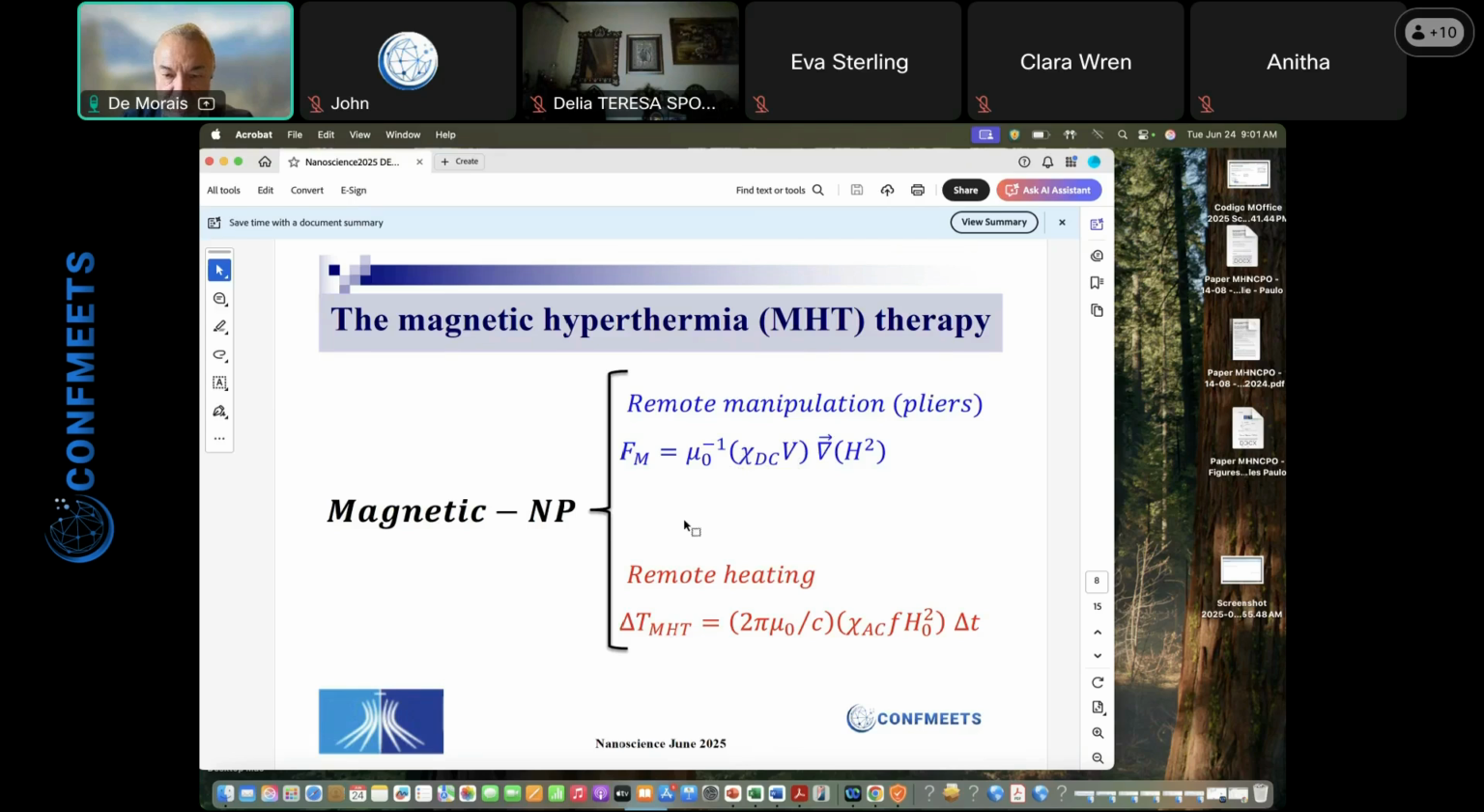Regarding remote heating, the rise of the temperature scales with the AC susceptibility, the AC frequency and the AC amplitude of the field. Of course, it scales with the time you are applying the AC external field. So these are the two important features of magnetic hyperthermia: the possibility of remote manipulation and the possibility of remote heating using an AC applied external field.